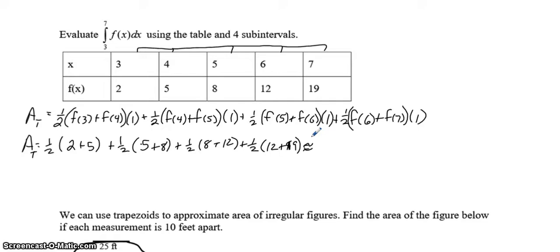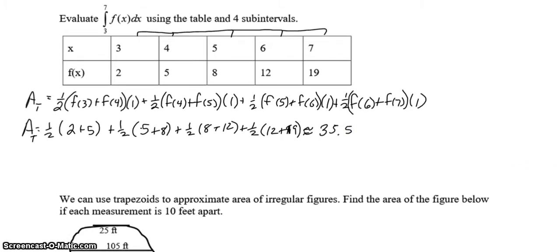For some reason I did 1/5 instead of 1/2. Thinking 0.5 instead of 35 and a half. Or 71/2. Okay. Other big nice thing about these trapezoids.